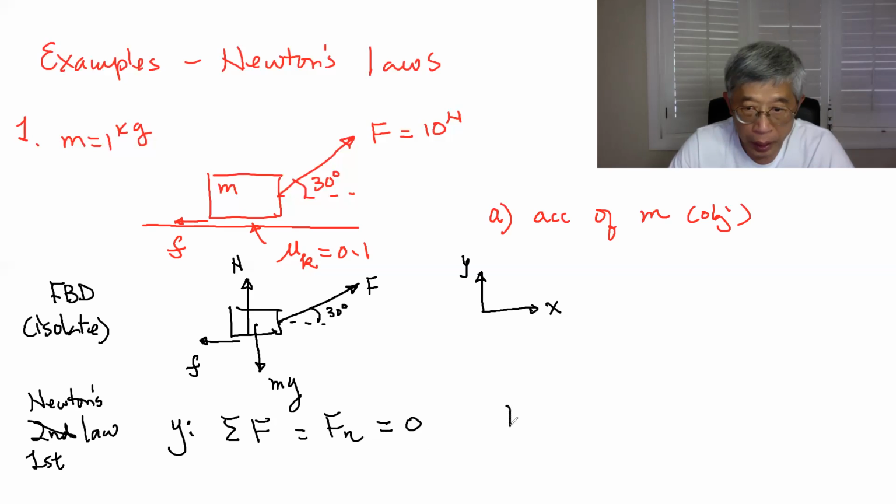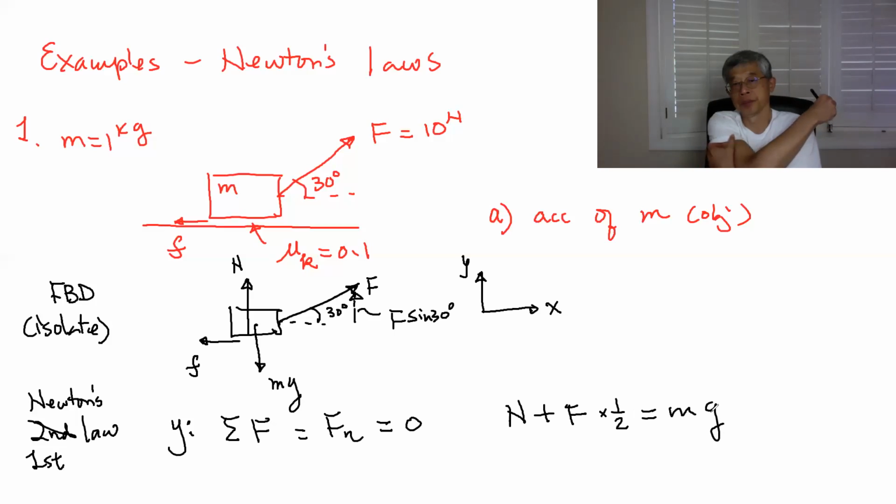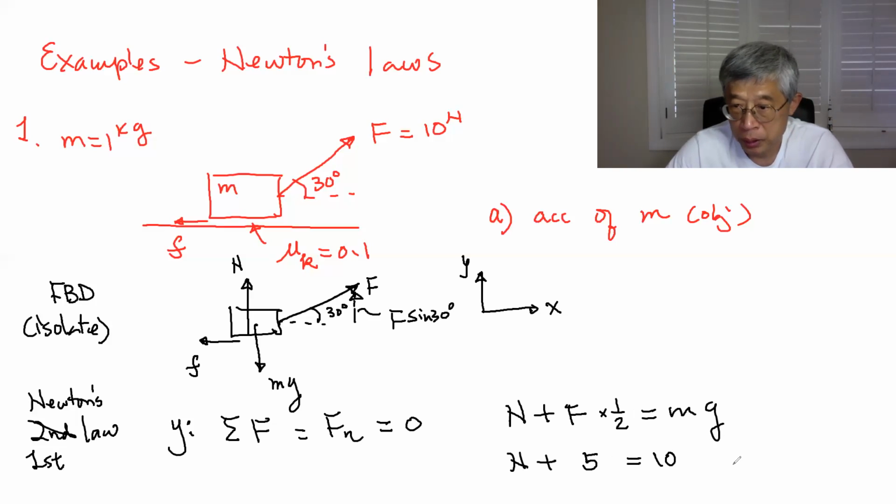So we have N plus F, this one here, so this is F sine 30. So F times sine 30, which is 1/2, is equal to mg. So that's the equation you have. From there, we can plug in some values. So F is 10, so that's 5 there. And m is 1, so that's 10 right there. So you can find the N. So N is equal to 5 Newton.